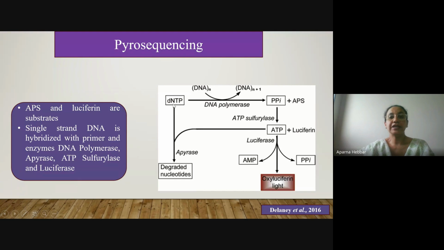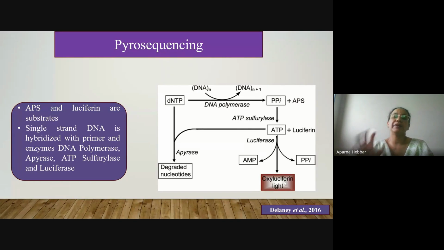Here the dNTP, that is a nucleotide, in the presence of DNA polymerase, is broken down, releasing polyphosphate. Then APS. Here the APS and luciferin are substrates, and the single strand DNA is hybridized with a primer. The enzymes are DNA polymerase, ATP sulfurylase, apyrase, and luciferase. ATP sulfurylase helps to produce ATP from the polyphosphate, and luciferin is acted on. In the presence of luciferase enzyme, it is cleaved into AMP and polyphosphate. In addition to this, oxyluciferin light is emitted. So here the polyphosphate is cleaved off and light is produced.